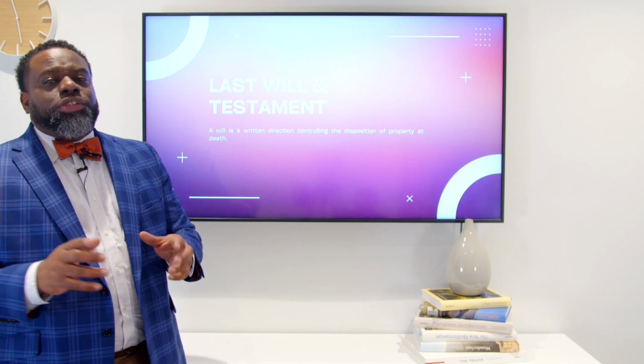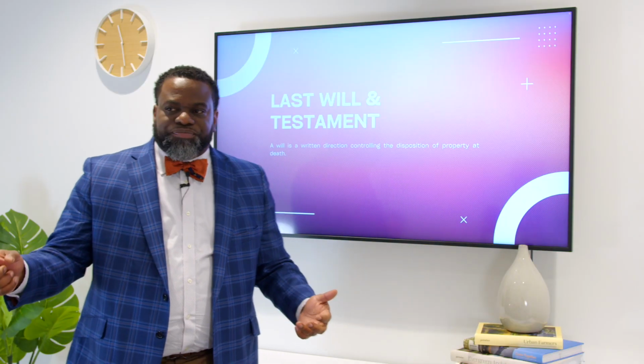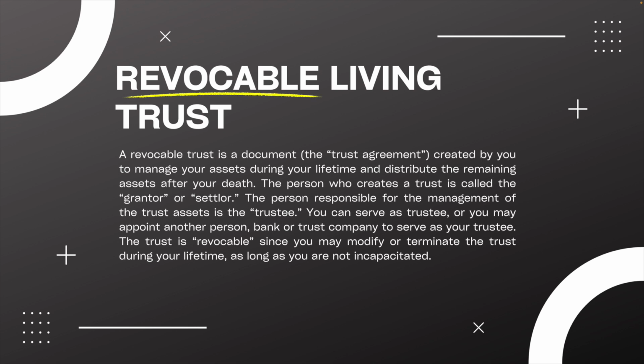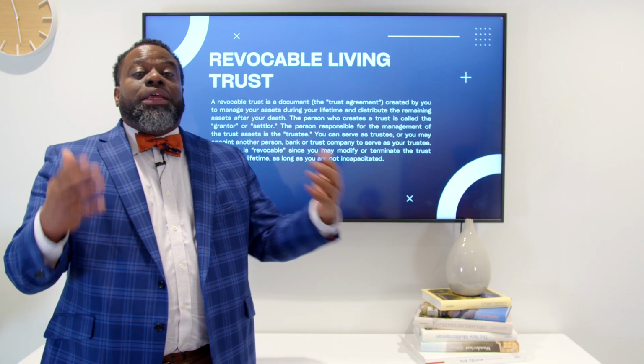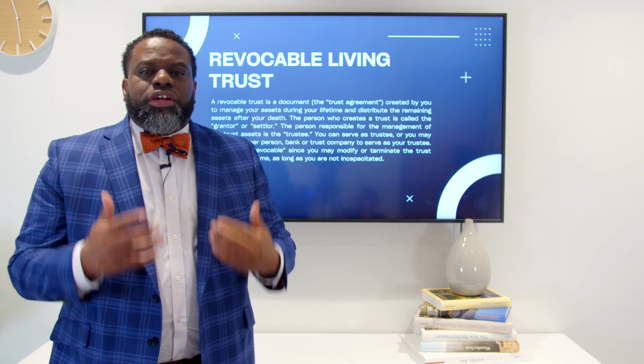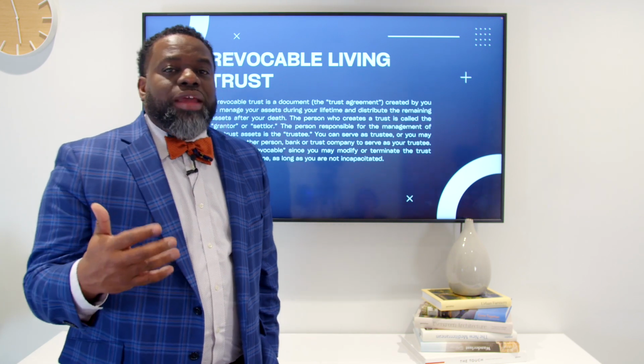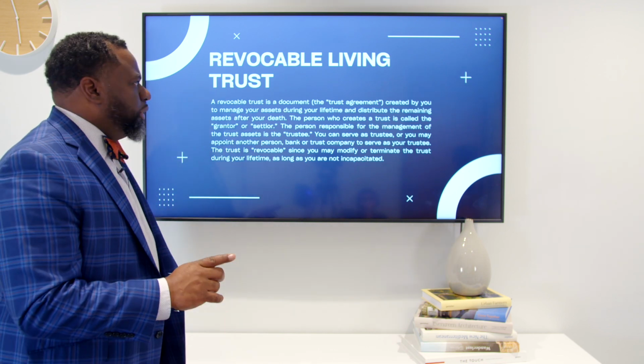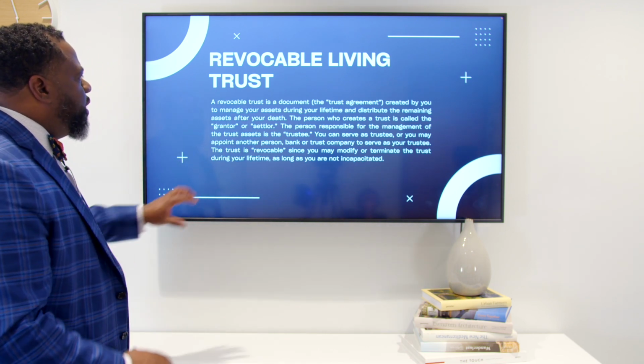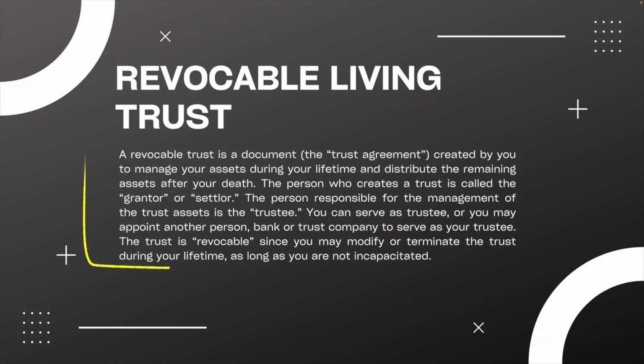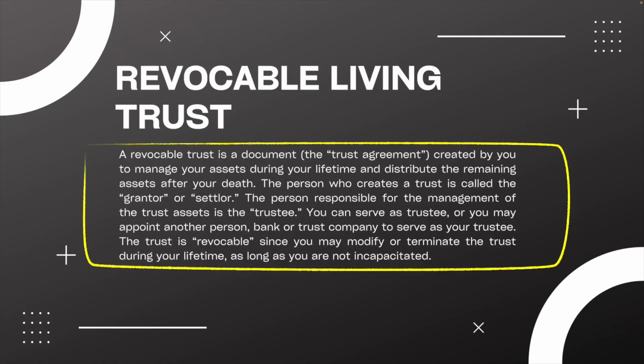Now, if you want to avoid probate, if you want to make sure that you don't have to go through this court-supervised process, you're going to look at another document. That document is called the Revocable Living Trust. And you're probably listening to this seminar because you have questions regarding the Revocable Living Trust and how that may help in your situation or circumstance. So let me briefly tell you the definition of the Revocable Living Trust. A revocable trust is a document or a trust agreement created by you to manage your assets during your lifetime and distribute the remaining assets after your death.